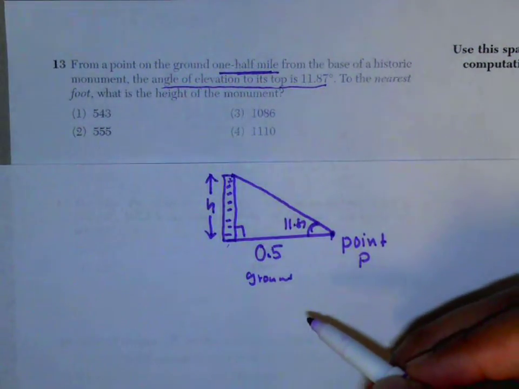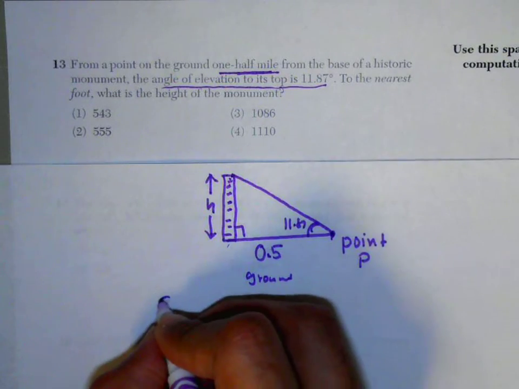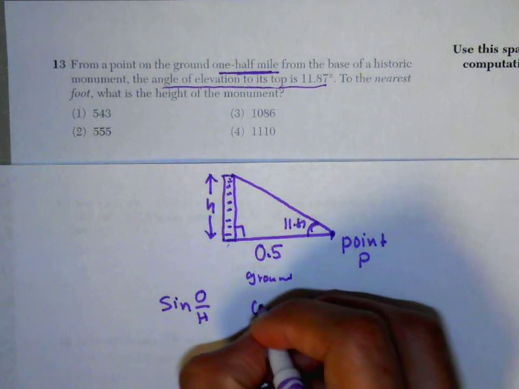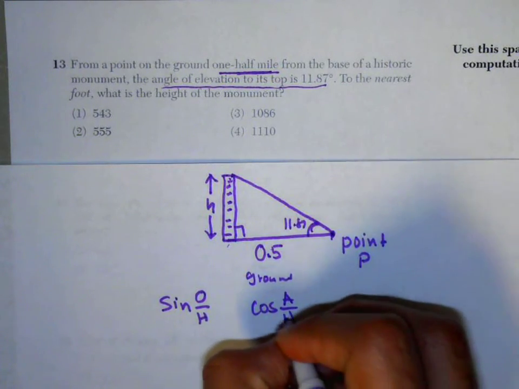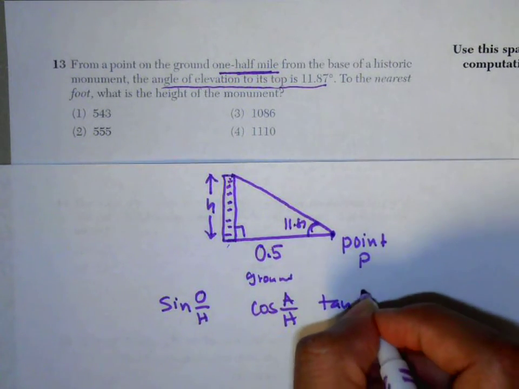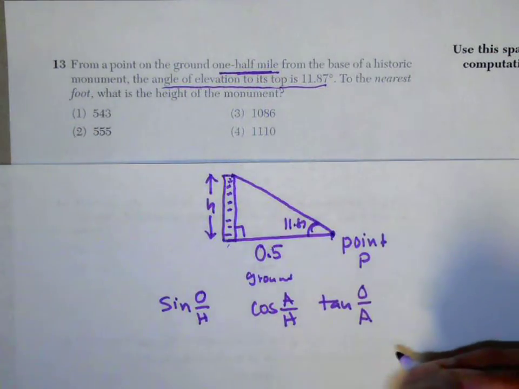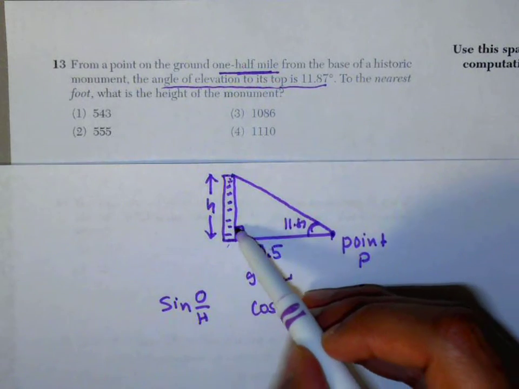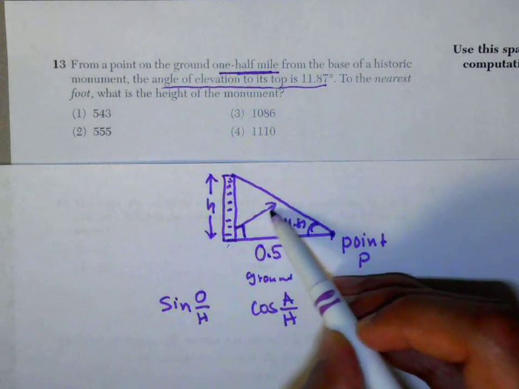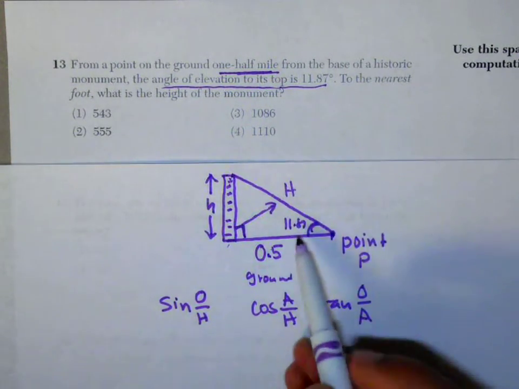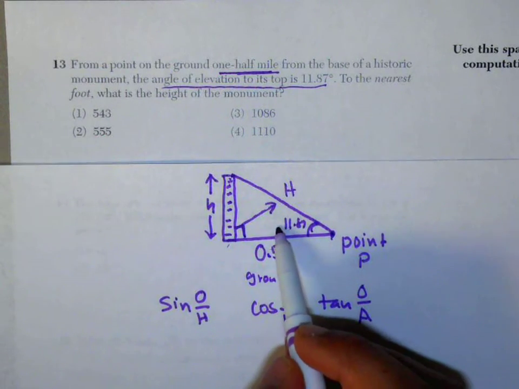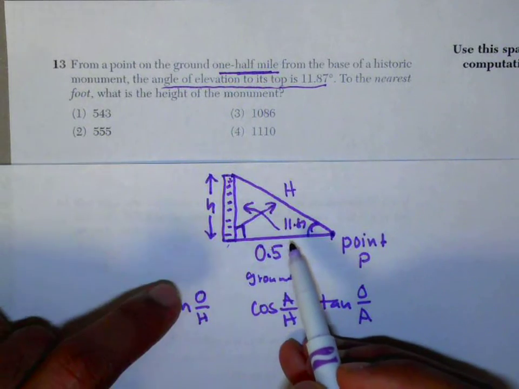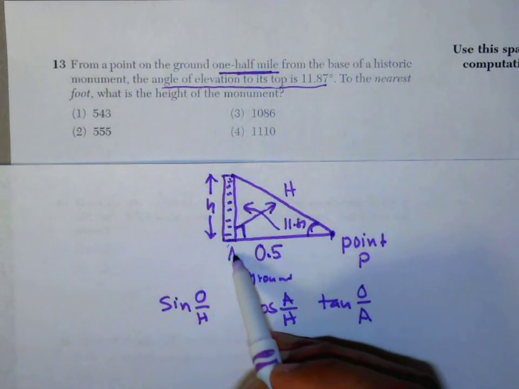What we need to know are the trig ratios. So we know that sine is O divided by H, cosine is A divided by H, and tangent is O divided by A. Now, let's identify the sides of the triangle. If this is a right triangle, the longest side, which is this one, is the hypotenuse. This is the angle 11.87. The side that is across the angle is the opposite, and this side is the adjacent.